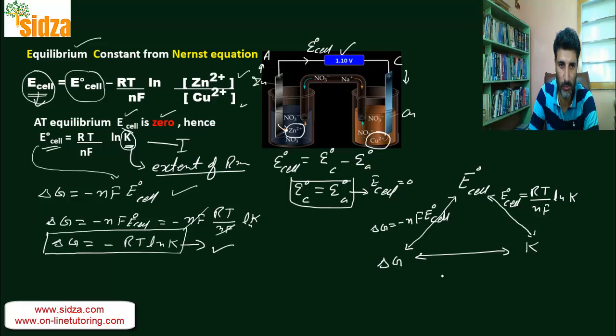This is the last equation that we have got here. The delta G will be equal to minus RT ln K, right? So these are the three important equations which we are going to use in the next couple of videos. We will do some questions, some numericals on these equations. Hope you got it.